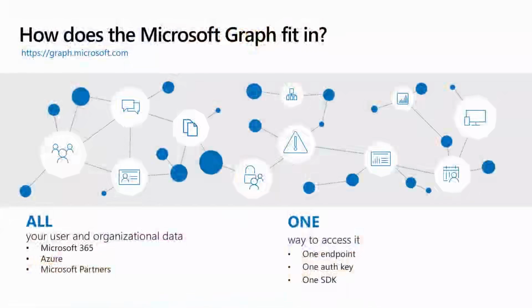So for those of you who aren't familiar, the Microsoft Graph is a single endpoint for connecting to data across Microsoft 365 in particular, and now even Azure and some third-party systems as well. So it provides one integrated way to access that data. One endpoint that you access with one authentication key. There's one SDK. So it brings together access to these systems and data through a single graph endpoint, graph.microsoft.com.